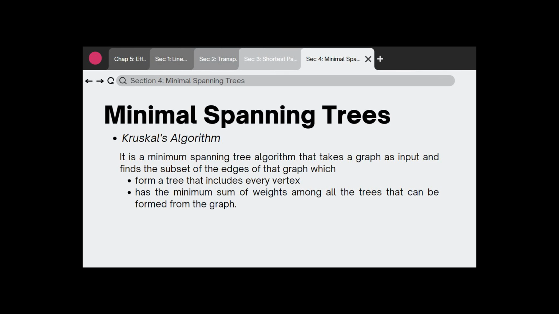The steps for implementing Kruskal's algorithm are as follows. Sort all the edges from low weight to high. Take the edge with the lowest weight and add it to the spanning tree. If adding the edge creates a cycle, then reject this edge. Keep adding edges until we reach all vertices.